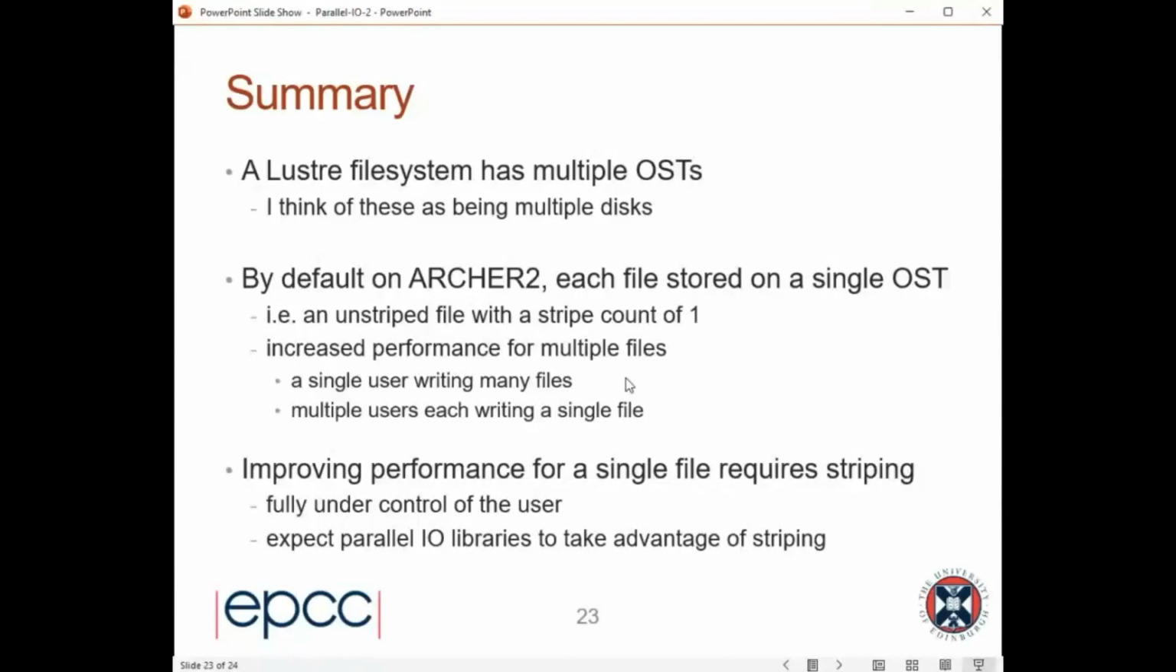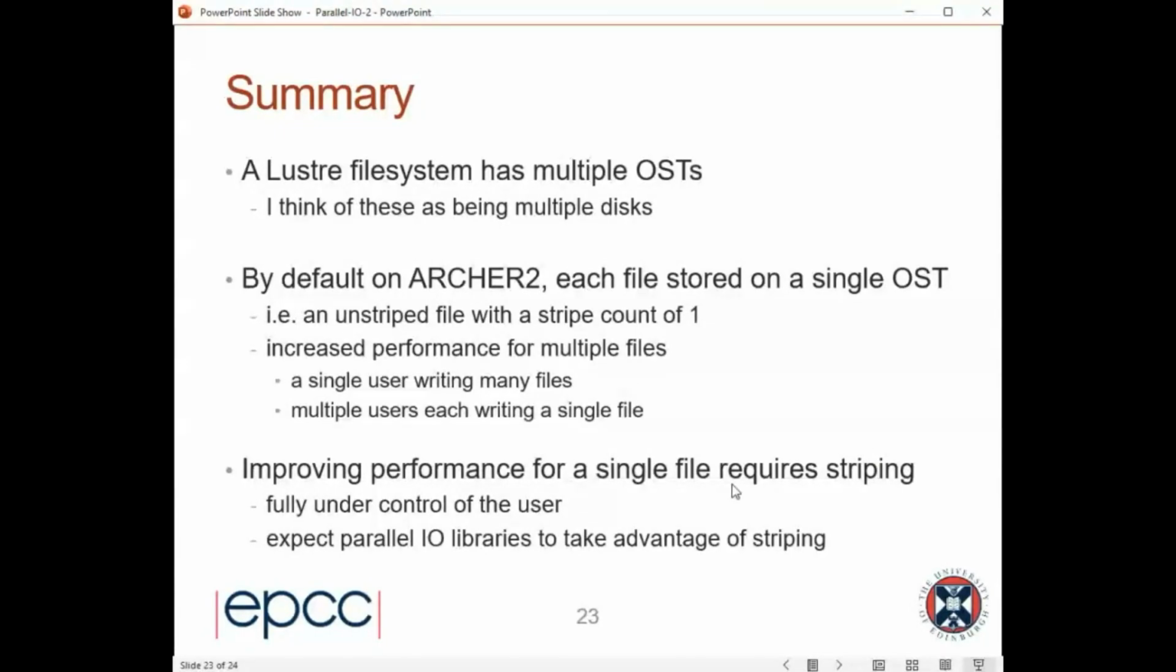So if lots of users are each writing a single file at the same time, we do get some benefit from the file system, because those files will be distributed across OSTs. However, as I've said, a single user writing many files, if that's a file per process, you can end up with thousands of files, and that can overload the metadata server. We'll see that.